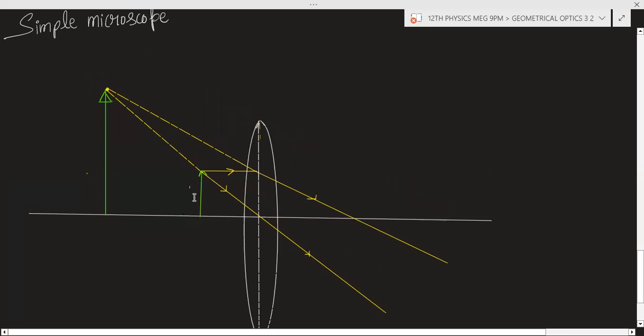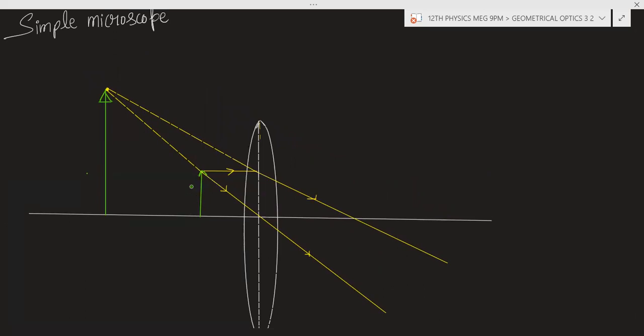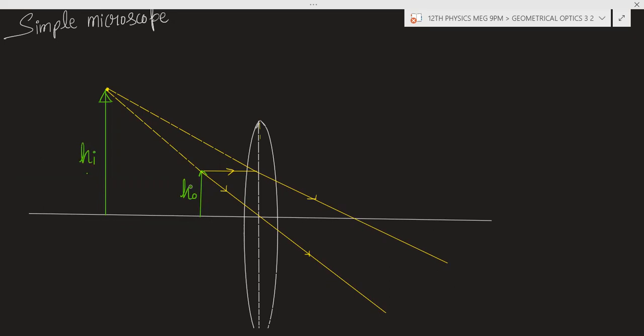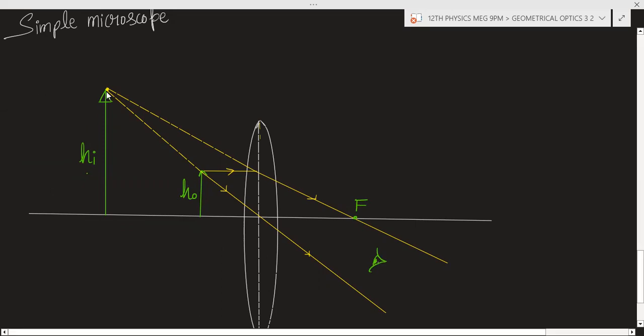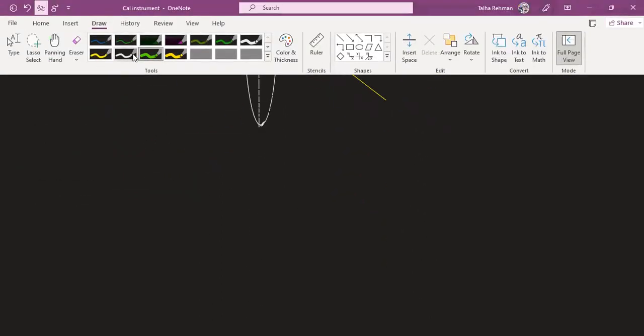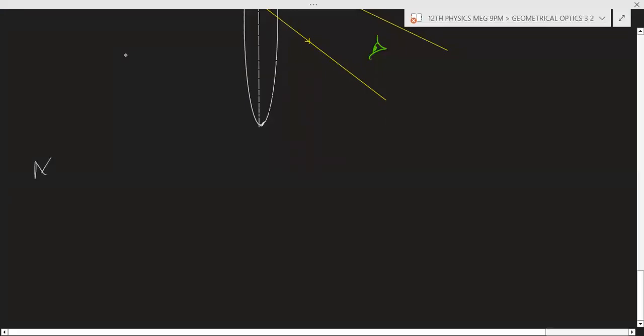So I am taking HO as the height of the object, and HI is the height of the image. And this is focus. And your eyes are watching from this side, like this. And here you will see this image. Now we will calculate the magnification of the microscope, simple microscope.